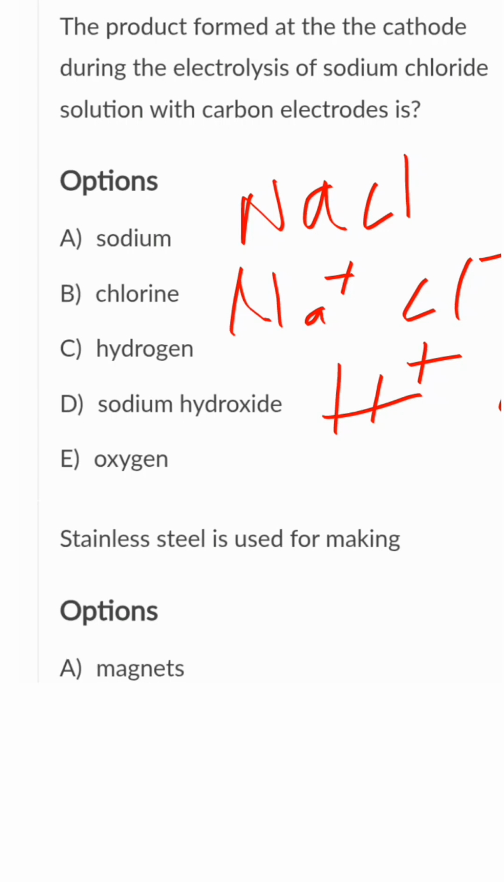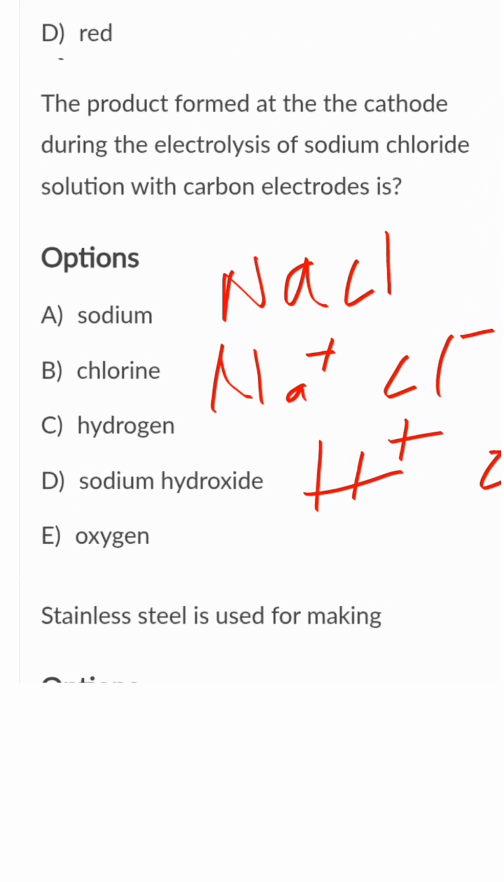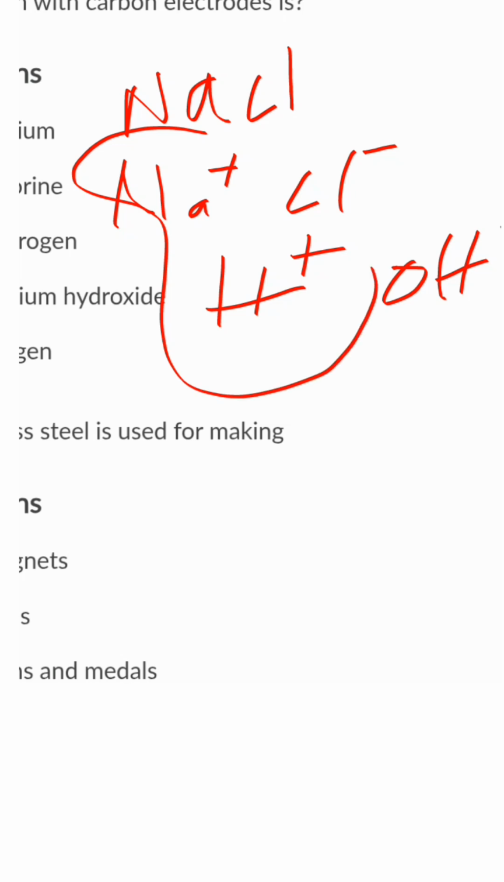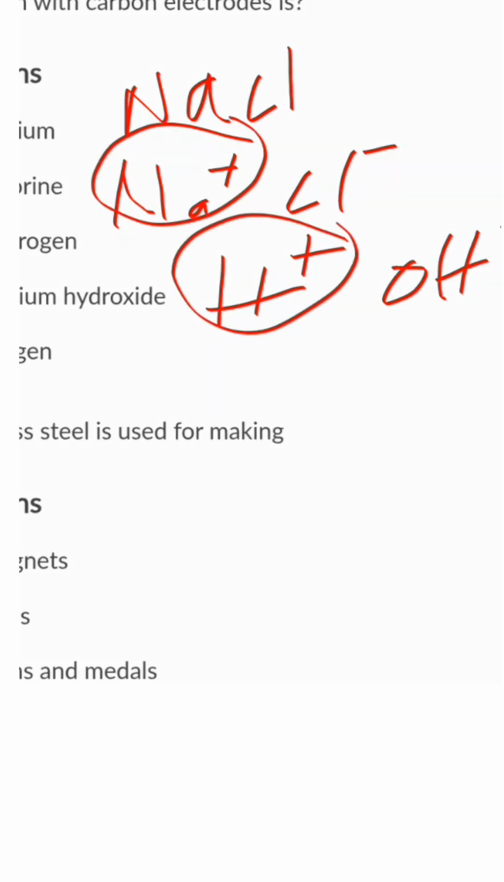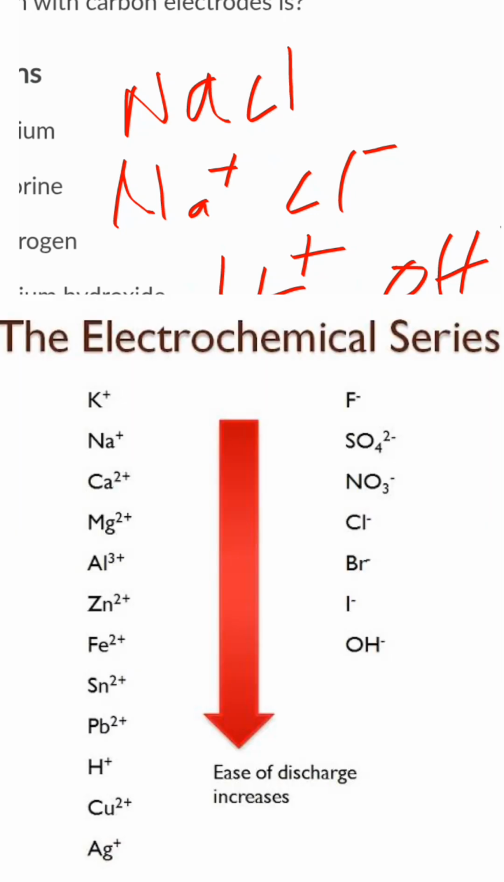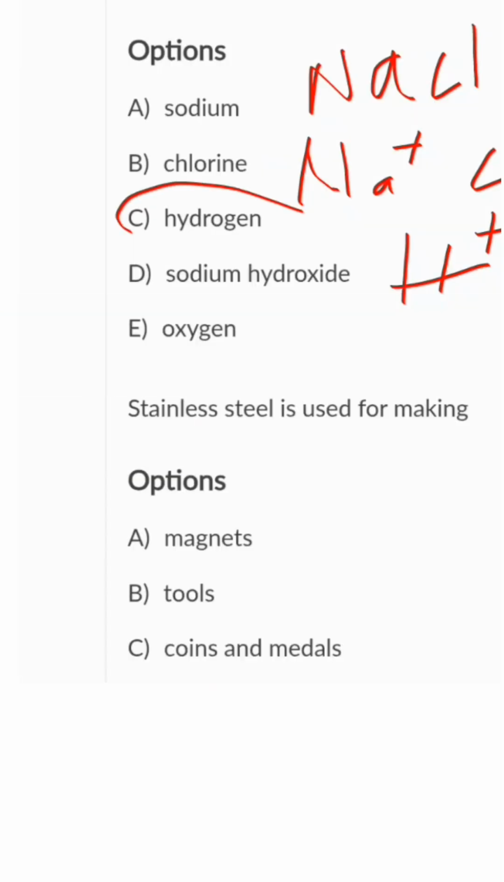Okay, so we are told that the product formed at the cathode. So our focus is the cathode. The cathode is the negative electrode. So what should go there are the positive ions. So these two will move to the cathode. So Na plus and H plus will move to the cathode. But when they get there, which of them will be displaced? The one that will be displaced will be the one that is lower in the electrochemical series. And you know that hydrogen is lower than sodium in the electrochemical series. So that means hydrogen gas will be given off. The one that is lower in the electrochemical series will be the one that will be given off. So the answer is hydrogen gas.